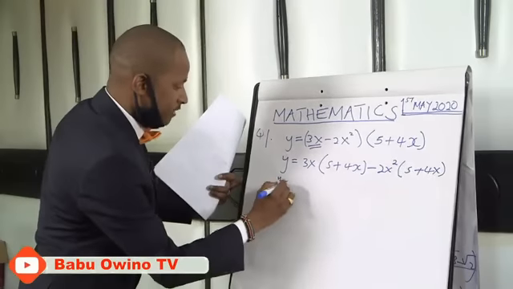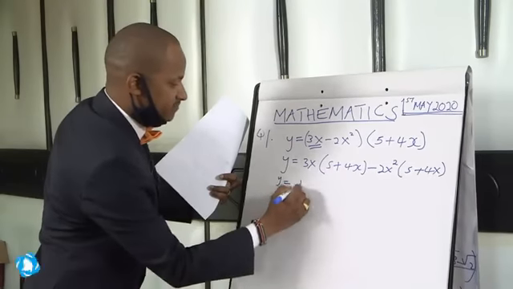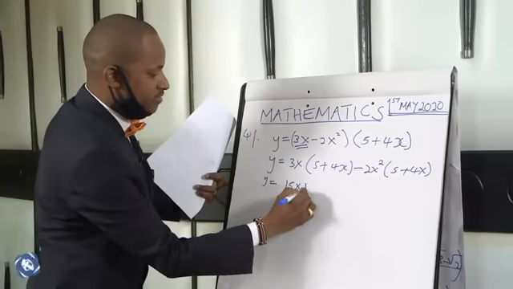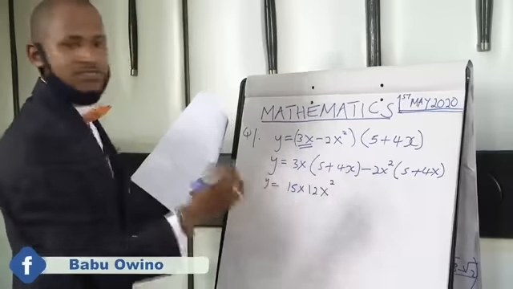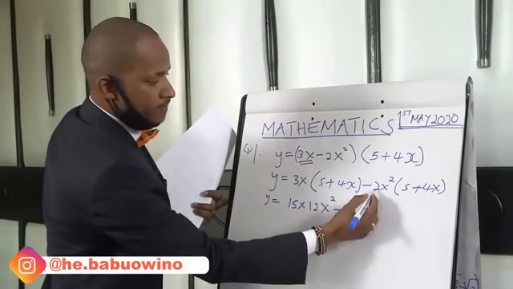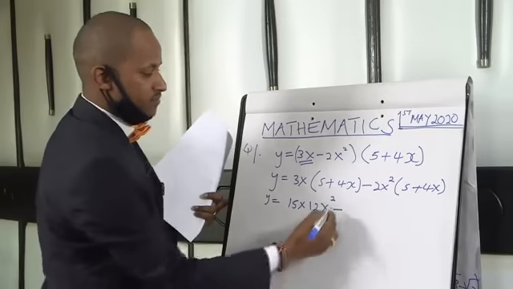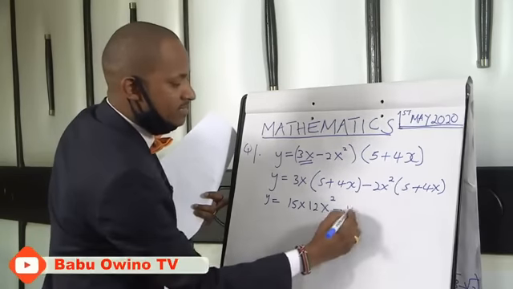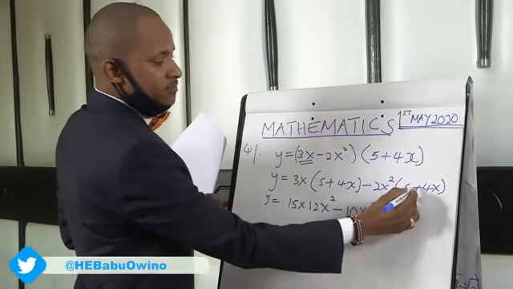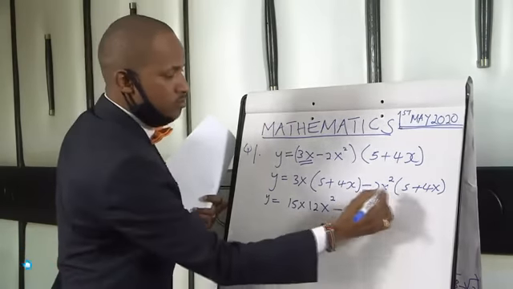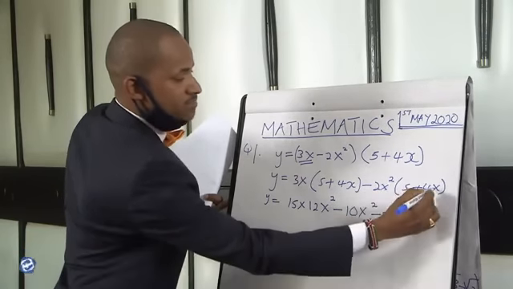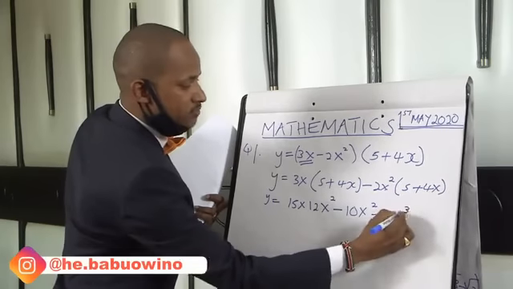Then we expand it: y is equal to 3x times 5 is 15x. 3x times 4x, we get 12x squared. x times x is x squared, 3 times 4 is 12. That's 12x squared. Minus 2x squared times 5 is minus 10x squared. Then minus 2x squared times plus 4x: 2 times 4 is 8, that is minus 8, then x squared times x is x cubed.